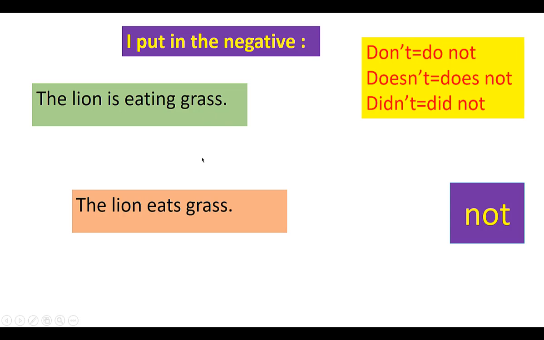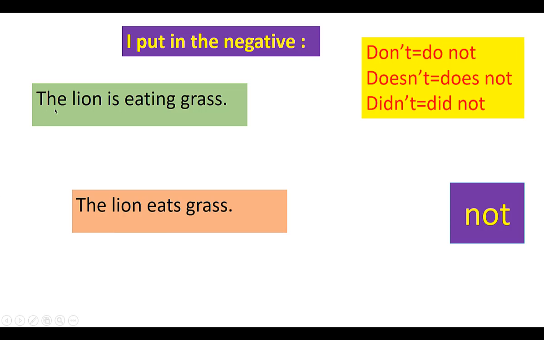We read the two sentences and we put them in the negative. I will count till 10. 1, 2, 3, 4. You can stop the video. 5, 6, 7, 8, 9, and 10. Time is over.